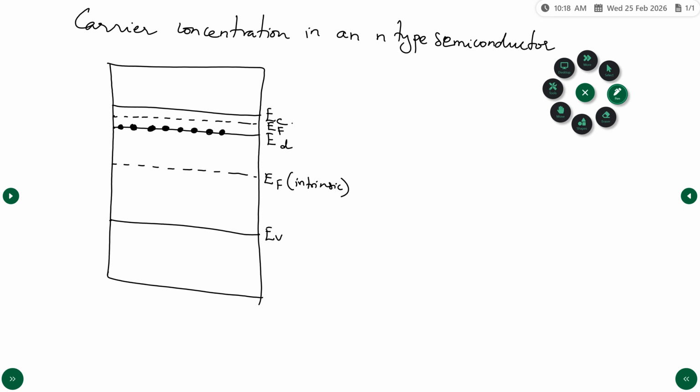Here this level is completely filled with electrons. At first, the electrons from this donor energy level move to the conduction band. At the same time it creates a hole in the donor energy level. So we should find the density of electrons in the conduction band and also the density of holes, or the density of ionized donors, because it loses an electron. So these two things we have to consider.